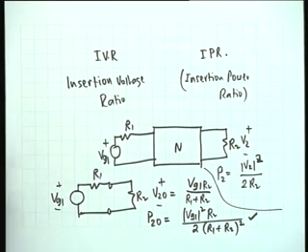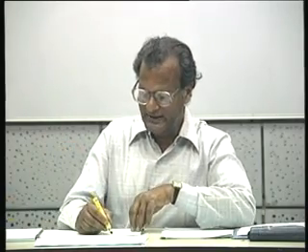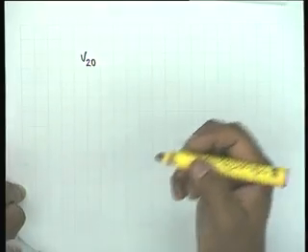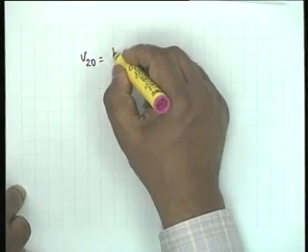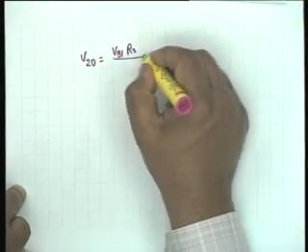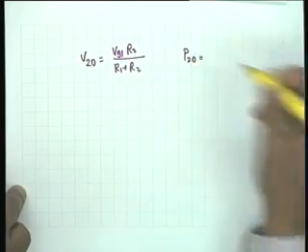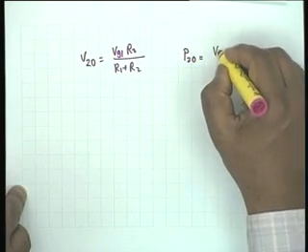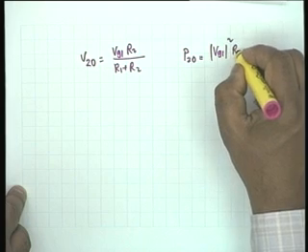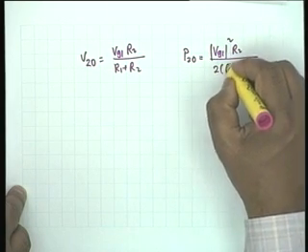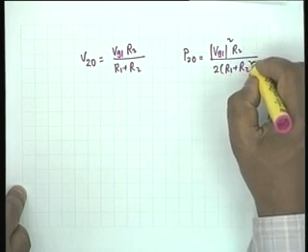R2, which was, yes, this is correct. Okay. So let me write this again. If the network is not inserted, then V20 is Vg1 R2 divided by R1 plus R2, and P20, the power absorbed by the load, is Vg1 squared R2 divided by twice R1 plus R2 whole squared.